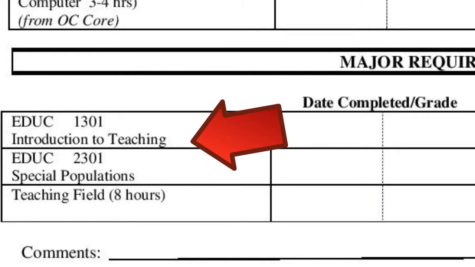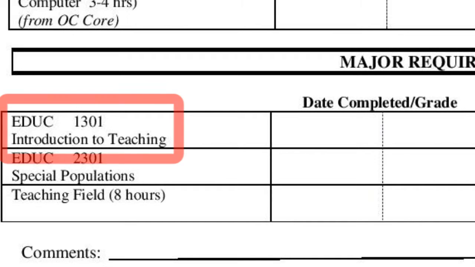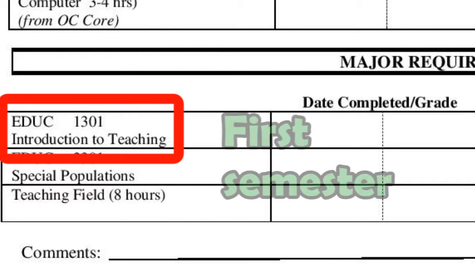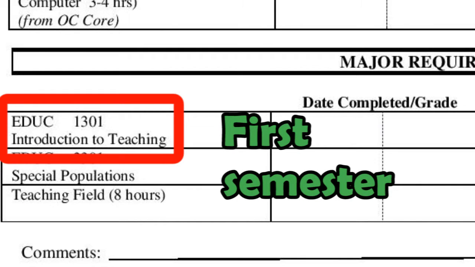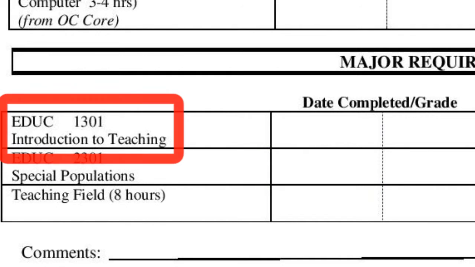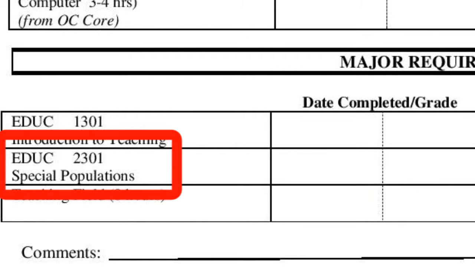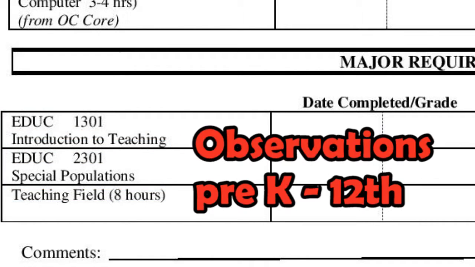You will notice there are 2 education classes. When you're planning your schedule, make sure to sign up for the Education 1301 Introduction to Teaching class the first semester you're at Odessa College. This will help to ensure your success in the field of teaching. Both the Education 1301 class and the Education 2301 class require observation hours in a pre-K through 12th grade setting.